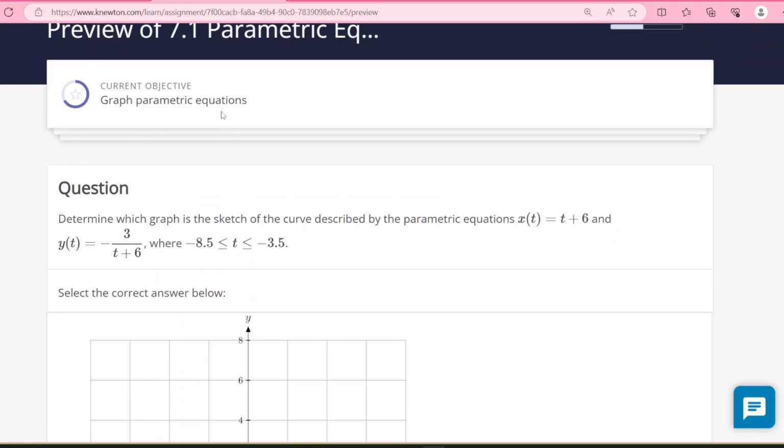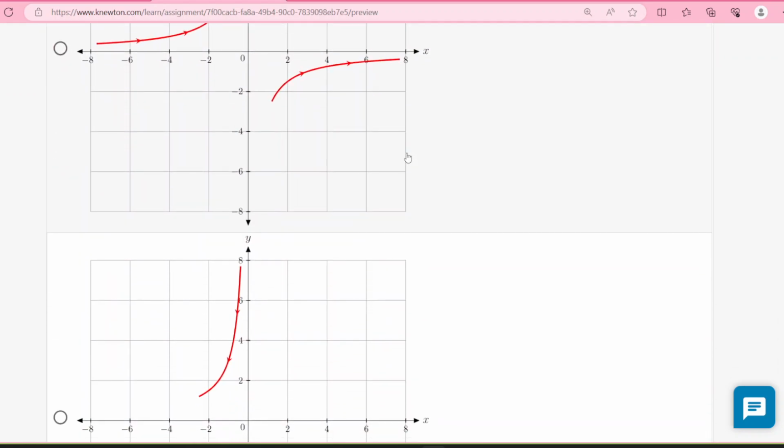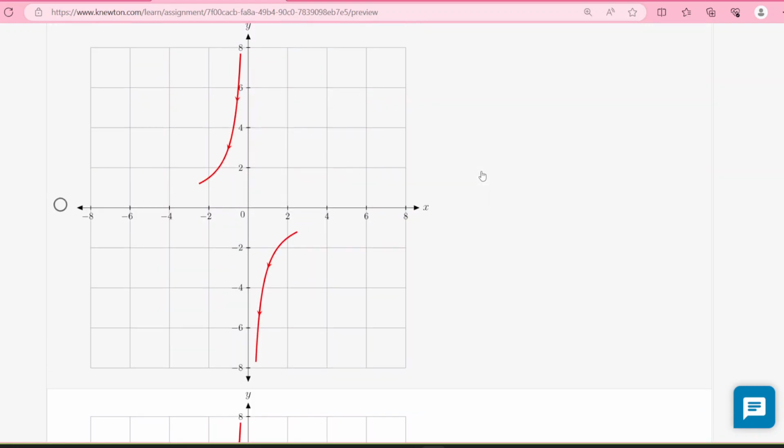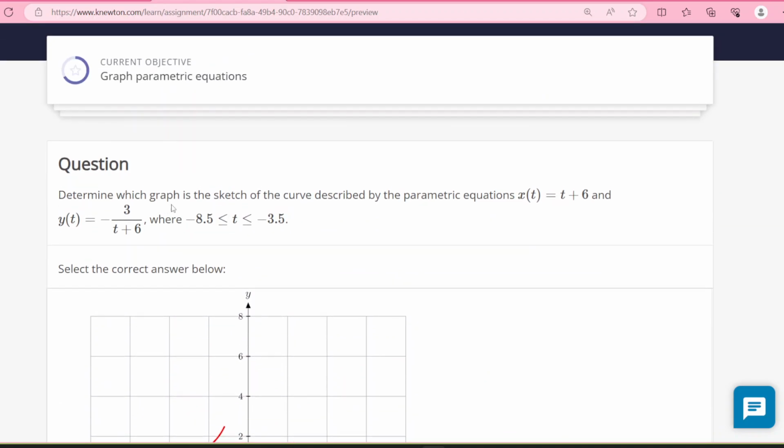Back to more graphing parametric equations. All right, so this is another multiple choice deal, where notice the little arrows on the graphs too. Some of these look the same, but the arrows are going in different directions. So determine which graph is the sketch of the curve described by these parametric functions where t is negative 8.5 to negative 3.5. Now notice that x equals t plus 6, and y is just negative 3 over t plus 6. So if you were to eliminate the parameter, y is negative 3 over x.